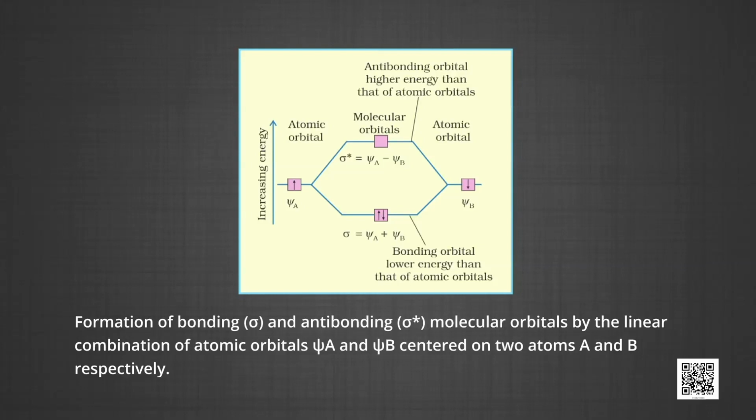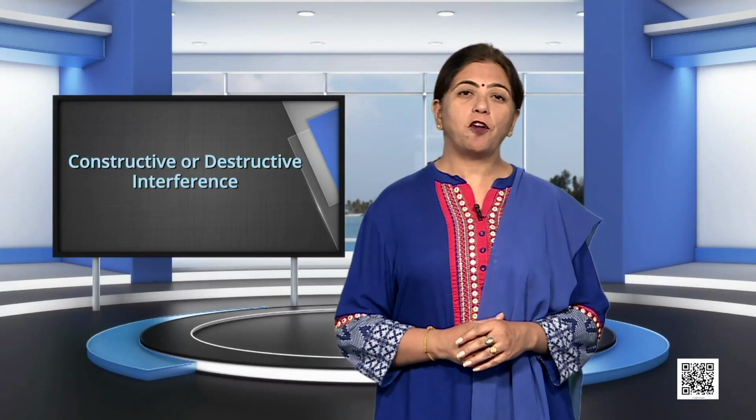Formation of bonding, that is sigma, and antibonding, that is sigma star, molecular orbitals by the linear combination of atomic orbitals psi A and psi B, centered on two atoms A and B respectively. Now, you can see in the figure the psi A and psi B atomic orbitals and their overlapping. Qualitatively, the formation of the molecular orbitals can be understood in terms of the constructive or destructive interference of the electron waves of the combining atoms.